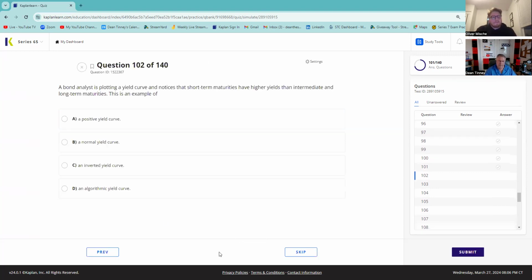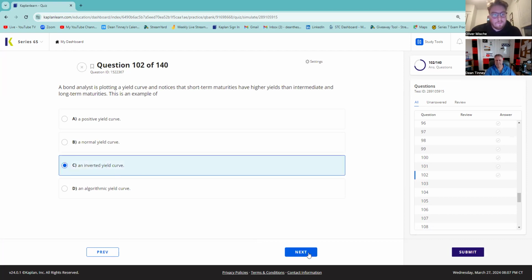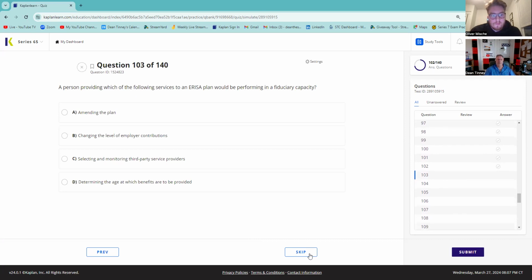Right. A bond analyst is plotting a yield curve and notices that short-term maturities, this is testable, have higher yields than intermediate and long-term maturities. This is an example of C, inverted. Right on. Remember, that's a negative leading economic indicator. Yep. A person providing which of the following services to an ERISA plan would be performing in a fiduciary capacity?